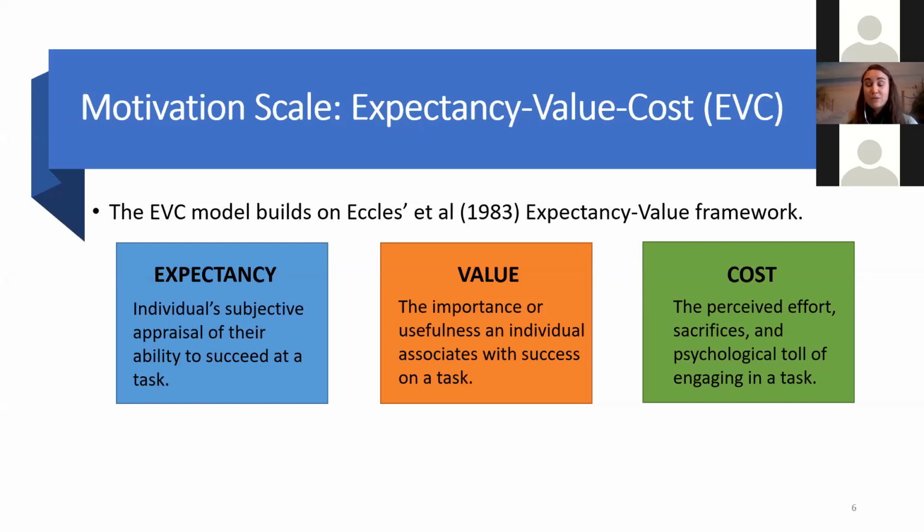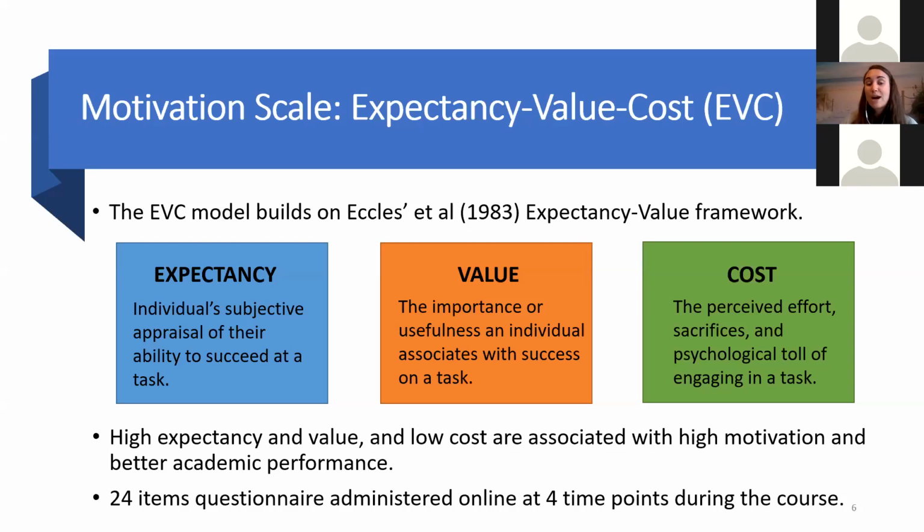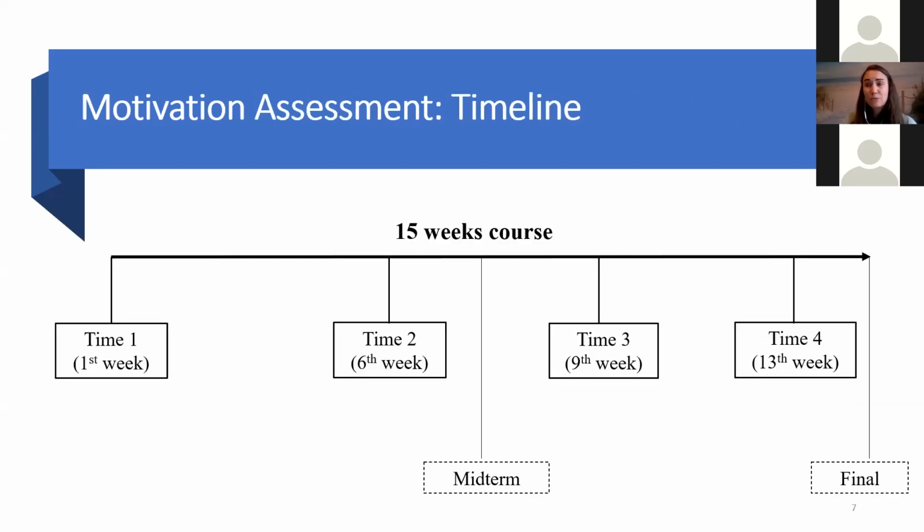So in general, when we talk about high motivation within this framework, what we want to see is a high level of expectancy and value and a low level of cost. The questionnaire here contained 24 items, and we administered it online using Qualtrics at 4 different time points during the course. This is just a representation of when we administered the questionnaires within our course.